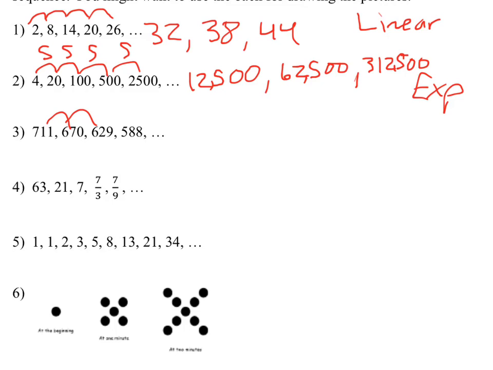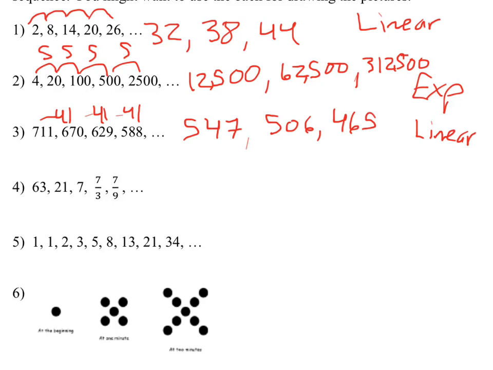On the next one, this one's a little bit weird, but if you look closely at the numbers and try to figure out what's the difference between them all, you notice that it's all subtract 41, subtract 41, subtract 41. And I'll keep giving you the next term in the sequence. So if you subtract 41, you'll be looking at 547. And if you subtract 41 again, you'll get 506. And if you subtract 41, you'll get 465. And if you subtract the same thing every time, that is a linear pattern.